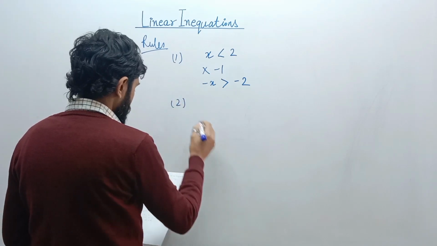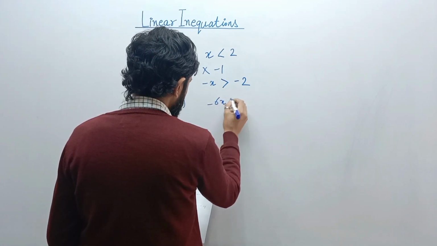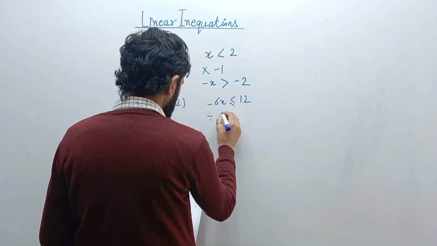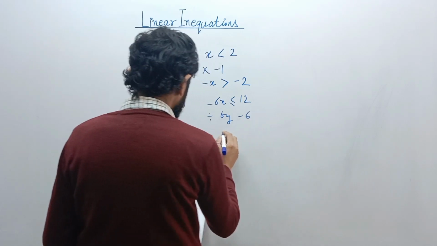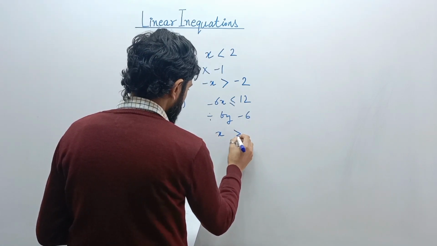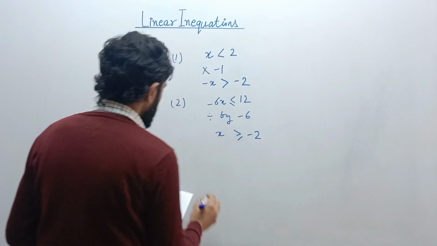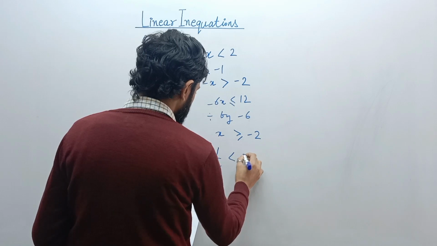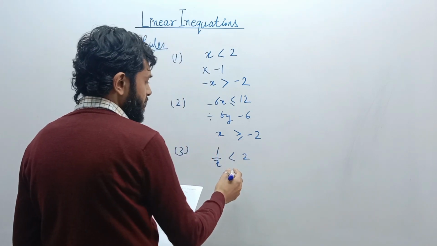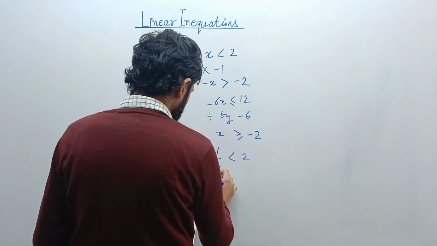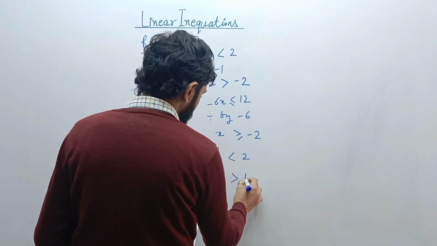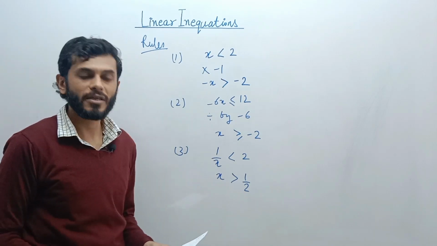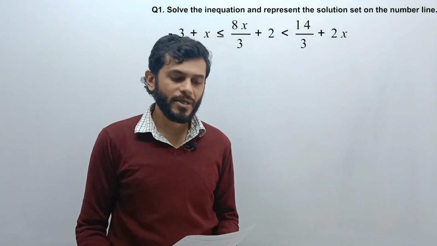Second, if minus 6x is less than or equal to 12, and I divide it by minus 6, it becomes x is greater than or equal to minus 2. And the third rule is if 1 upon x is less than 2, and I take the reciprocal, then x would be greater than 1 upon 2. So these are the basic three rules you have to keep in mind while solving linear inequations. Now let us begin by solving some questions.